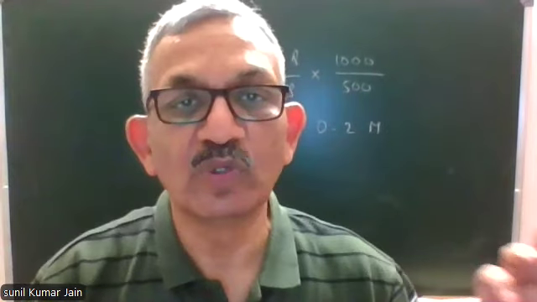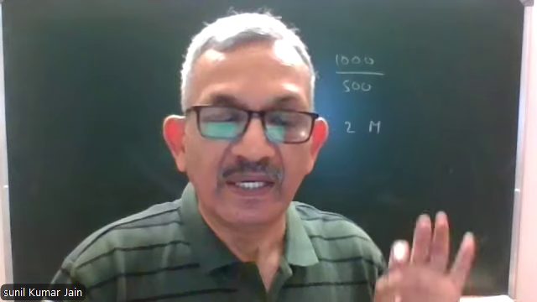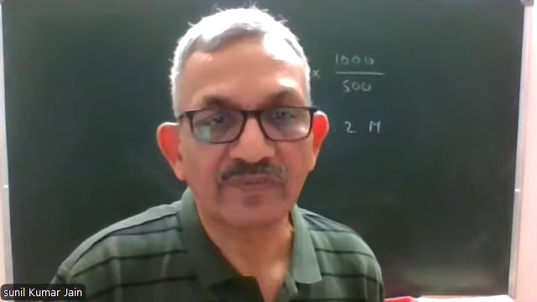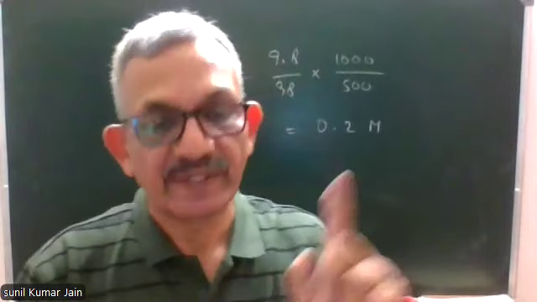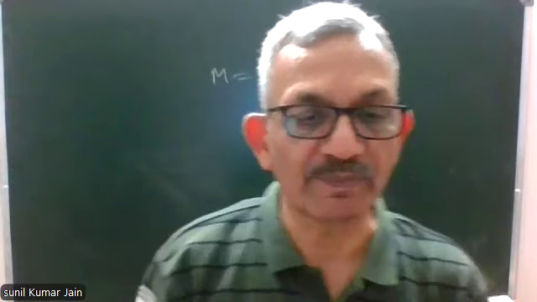We'll pronounce it molar. 0.2 molar is the answer. Now, related to molarity, there are two more formulas which we'll be using. Write down. If we have a solution and we add some more solvent to it, it will get diluted. It means its molarity will decrease. So how do we calculate molarity of the diluted solution after addition of some more solvent? I'll give a very simple formula.